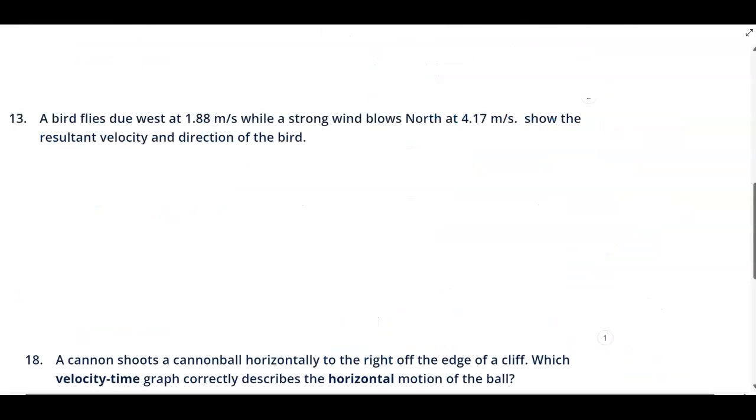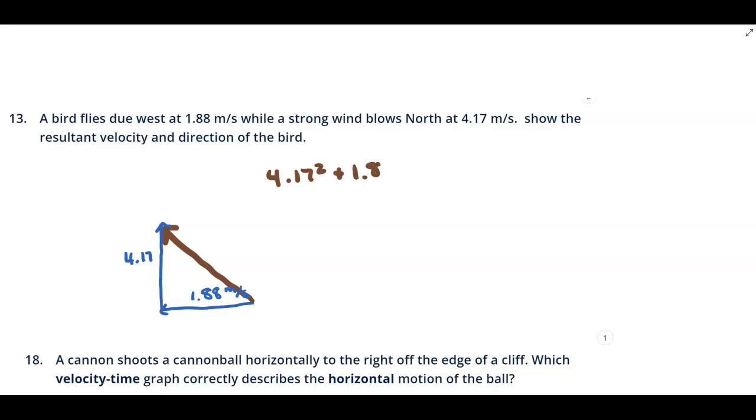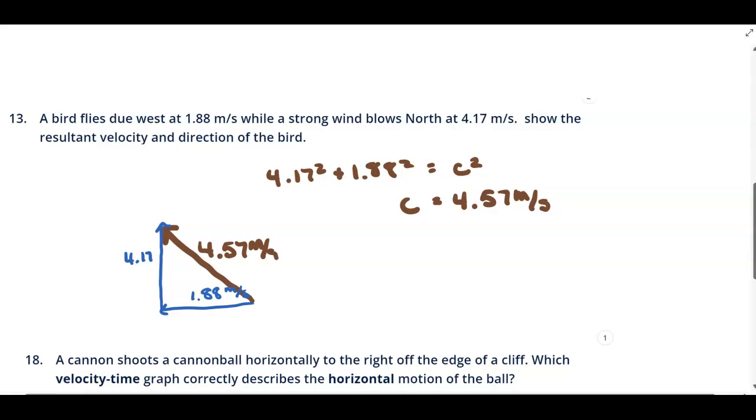The next question is number 13, and it has a bird flying due west at 1.88 meters per second, and then going north at 4.17. So I need to get my resultant vector here, and I can use 4.17 squared plus 1.88 squared equals my hypotenuse squared, or 4.57 or 4.6 meters per second in that direction.